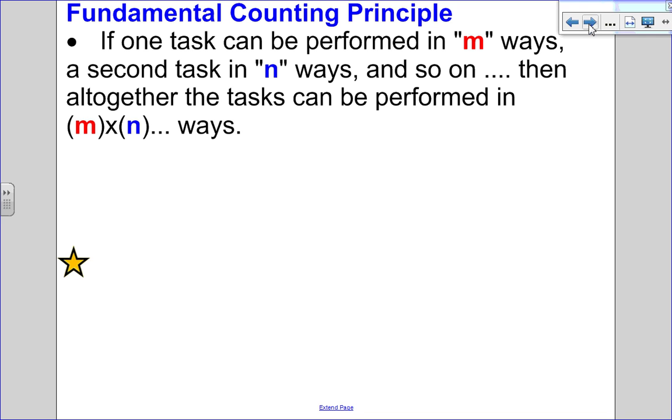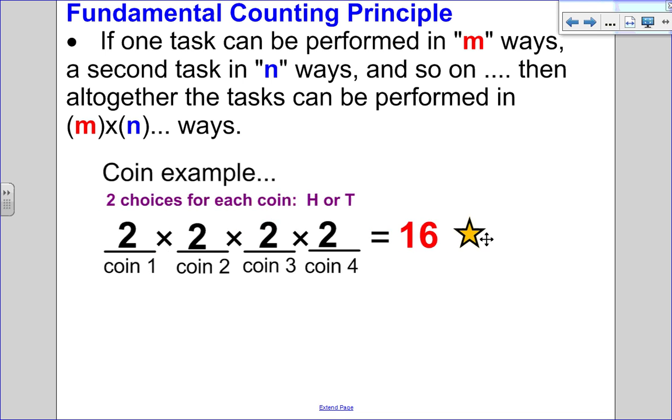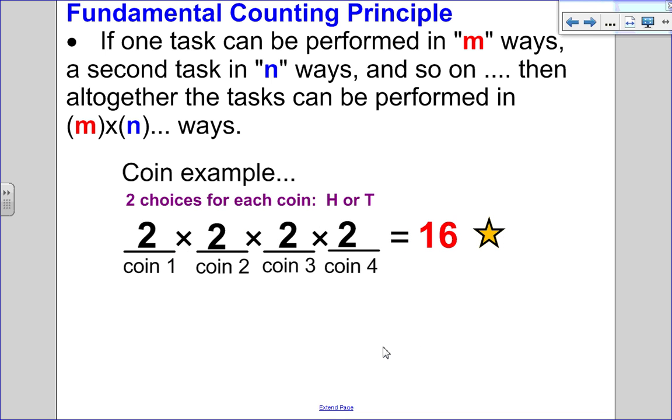So let's go back to that coin example. We already saw listing them all out, there were 16 outcomes. If I wanted to use the fundamental counting principle, each coin had 2 choices, heads or tails. So coin 1 had 2 choices, coin 2 had 2 choices, and so on. And the fundamental counting principle tells us to multiply these numbers together. So you can see 2 times 2 times 2 times 2, 16 outcomes altogether. So we're going to use this fundamental counting principle to find the number of outcomes, not list all the outcomes out, just determine how many outcomes there are.